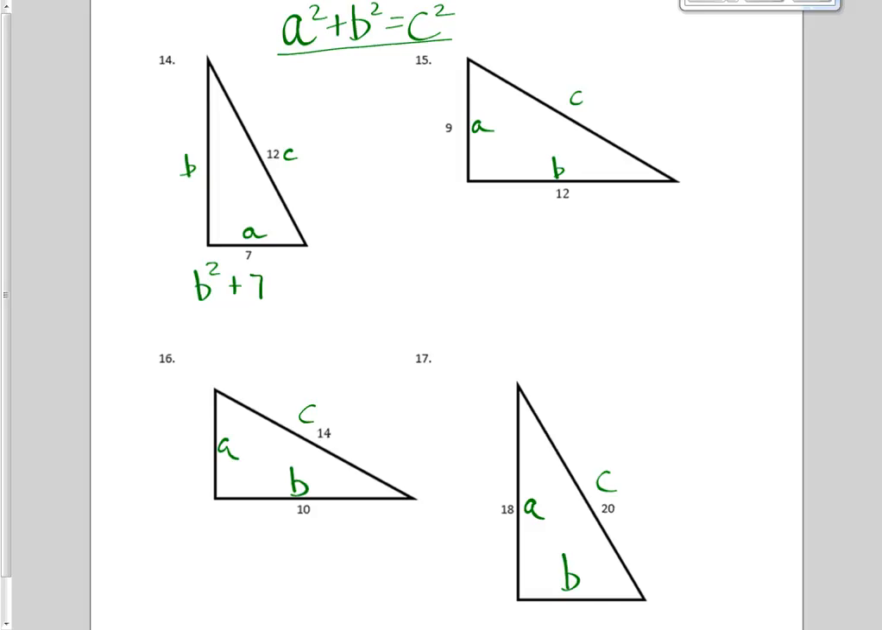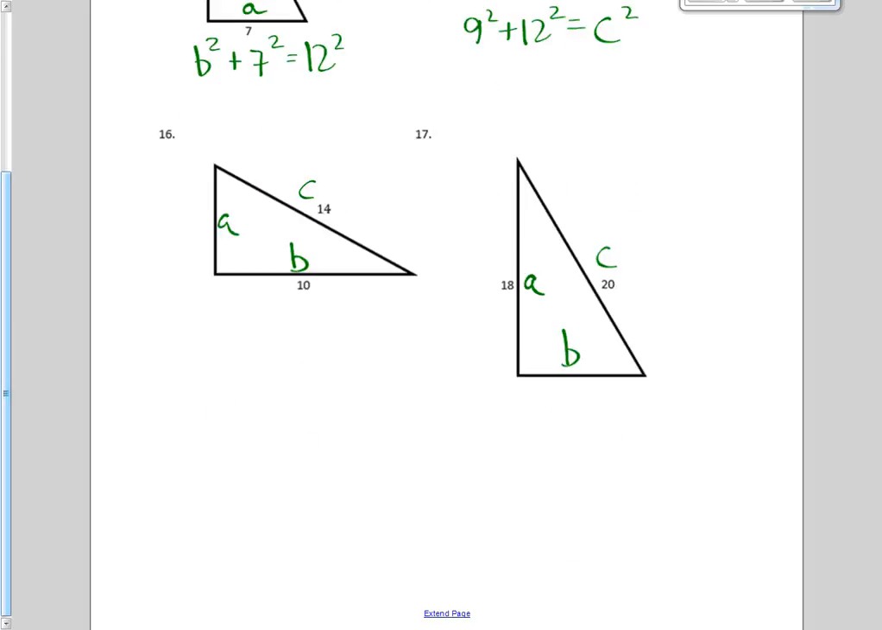I've got B squared plus 7 squared is equal to 12 squared. Here I've got 9 squared plus 12 squared is equal to C squared. Down here I've got A squared plus 10 squared is equal to 14 squared. Over here, 18 squared plus B squared is equal to 20 squared. And then it's just a matter of solving this.